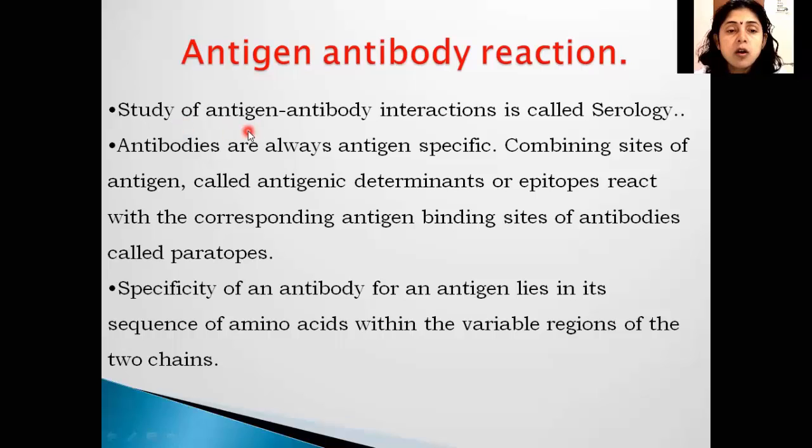Now the study of antigen antibody interaction is called serology. Serology is a special branch now, because we see that the types of diseases have increased so much. Different types of diseases can be detected nowadays on the basis of the pathogen.